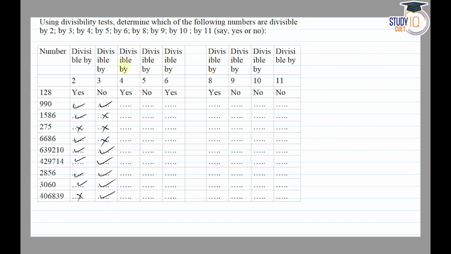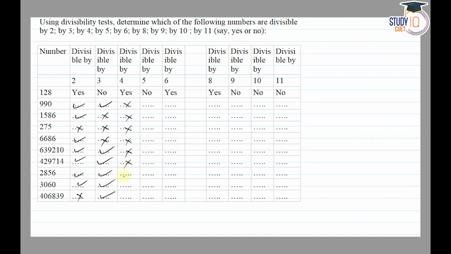Next, divisible by 4. Last two digits is divisible by 4, then complete number is divisible by 4. 90 is not divisible by 4, so it's not. 86 is not divisible by 4, so it's not. 75 not. 86 also not. 10 not. 14 is not divisible by 4.